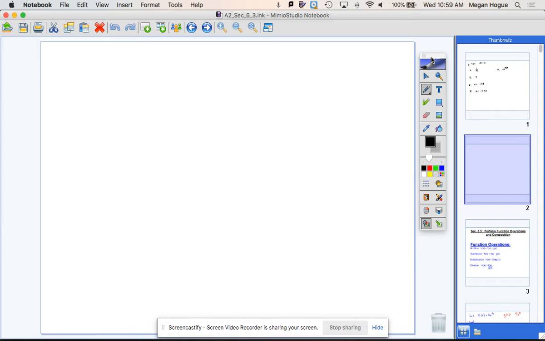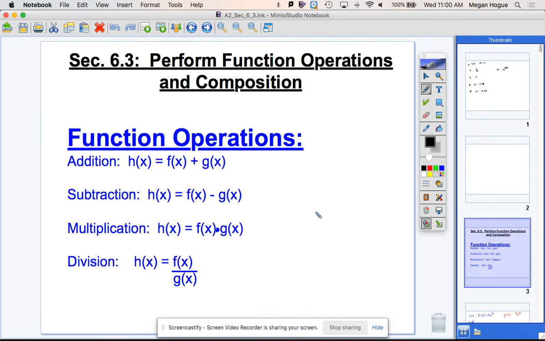talk about function operations. This part's not written on that handout. We don't need to write it down. Oh, it helps if I turn this on, doesn't it? So this part's not written on the handout. We don't need to write it down because it's very basic.